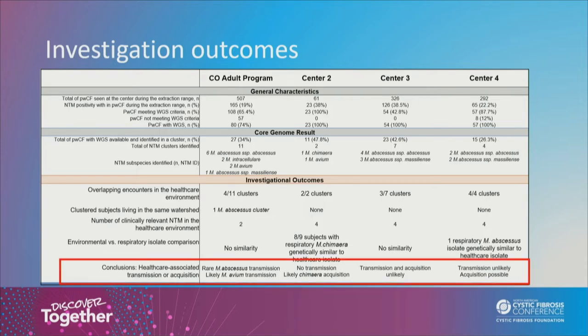And so looking at the conclusions of was there evidence of healthcare-associated transmission or acquisition, we'll just go through each one. So in the Colorado program, we found evidence of rare M. abscessus transmission and likely M. avium transmission. And again, transmission we're saying is more patient-to-patient transmission. In center two, we didn't find any evidence of transmission, but we did find likely M. chimaera acquisition from the healthcare environment among 8 of 9 clustered patients. And in center three, we didn't find any evidence of transmission or acquisition. And finally, in center four, there was unlikely transmission, but there was maybe one patient that acquired M. abscessus from the healthcare environment.